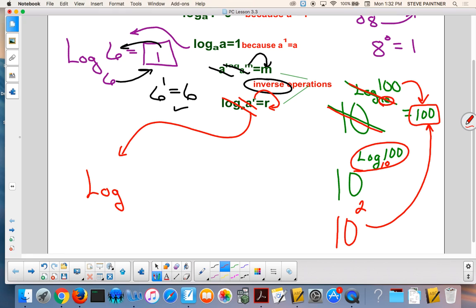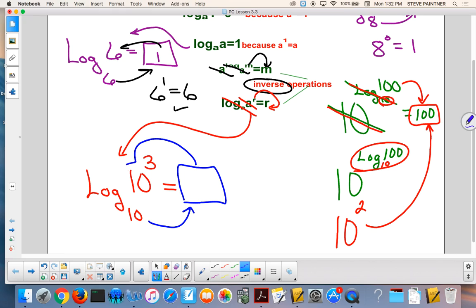Check it out. If I did log of 100... Nope, that's not right. I don't want that. Hang on. I want log base 10 of 10, and I put a 3 up here. Does it make sense that I can cancel out those 10s? And the answer is 3. Yes. Because 10 to what power is going to be what? 10 to the third? It's got to be 3. 10 to the third equals 10 to the third.